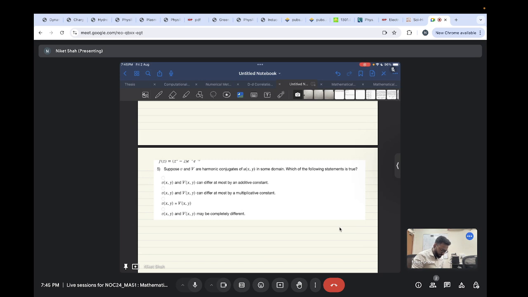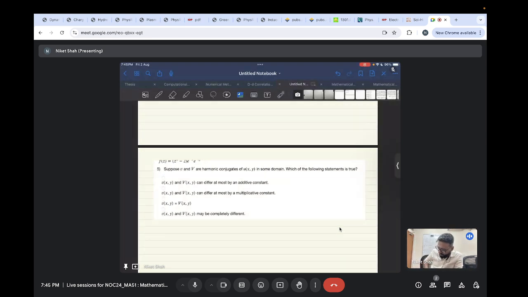Okay, so suppose v and capital V are harmonic conjugates of u in some domain. There are two harmonic conjugates that they're talking about. Which of the following statements is true? v and capital V are harmonic conjugates of u. Which of the following statements are true?